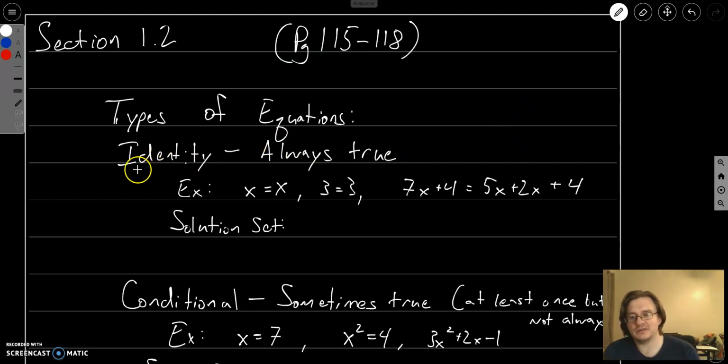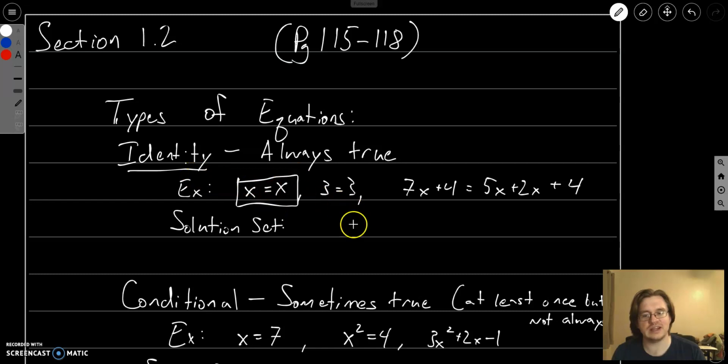So the first type of equation is called an identity, and what makes this an identity is the fact that it is always true. An example of an identity is something like x is equal to x. Well, clearly every number is equal to itself, and it doesn't matter what x is. 1 is equal to 1, 2 is equal to 2, 3 is equal to 3, 4 is equal to 4, and so on and so forth. So it doesn't matter what x is. This equation is always true, so it's an identity.